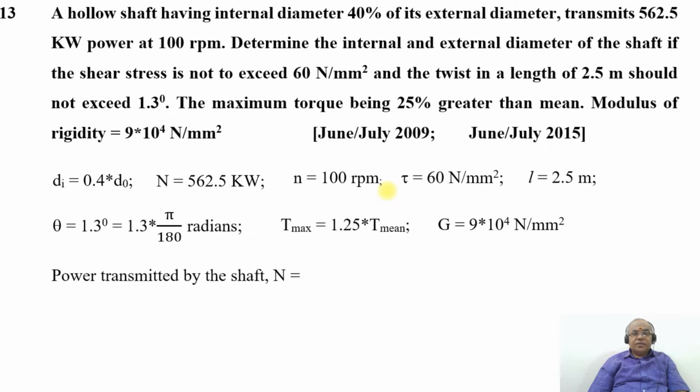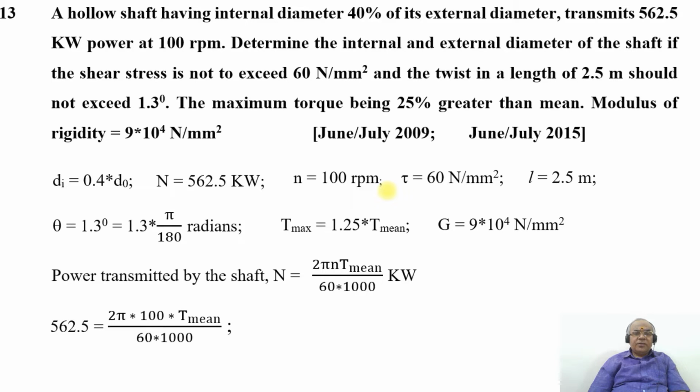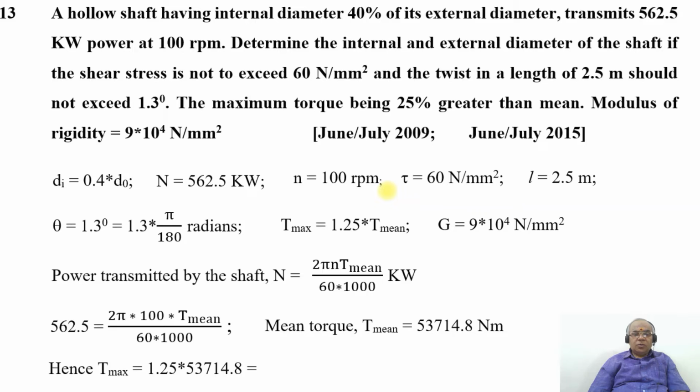So what we want is the power transmitted by the shaft, capital N, which equals 2 pi N into T mean divided by 60,000 kilowatts. Substituting the values, 562.5 equals 2 pi into 100 rpm into T mean divided by 60,000. Therefore, the mean torque T mean will be equal to 5,371.48 Newton meters.